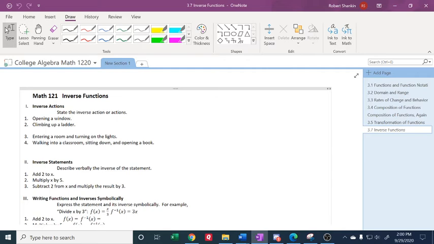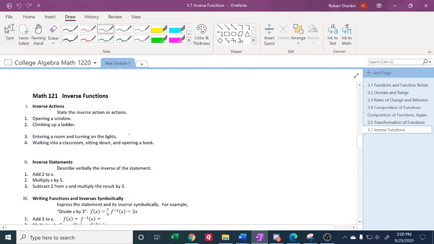Okay, and you can hit enter, see what everybody else has typed in. So these first two, pretty clear. Opening a window, the inverse action is closing the window. Climbing up a ladder is climbing down a ladder.